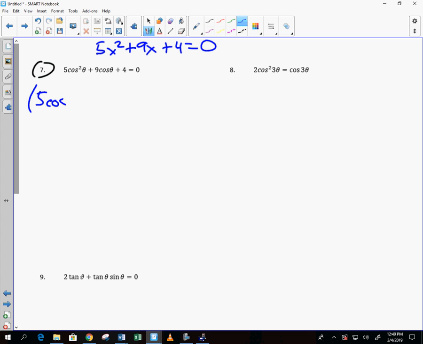Then I need 9 cosine in the middle. I do 2 and 2, but that would give me 12. So I'm going to try 4 and 1. Does that give me 9 in the middle? Look at that. Now I've got 2 equations to solve. We factored that. Good job. If I look at the expression on the right-hand side, I get cosine theta is equal to -1. Where is cosine equal to -1? Where on the unit circle do we have an x value of -1? 180 degrees.